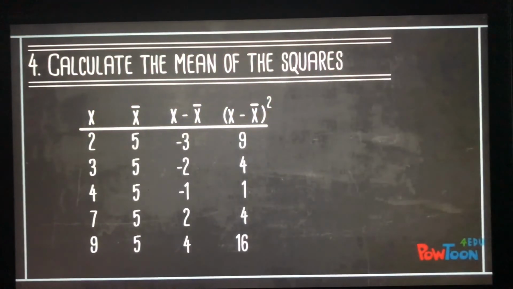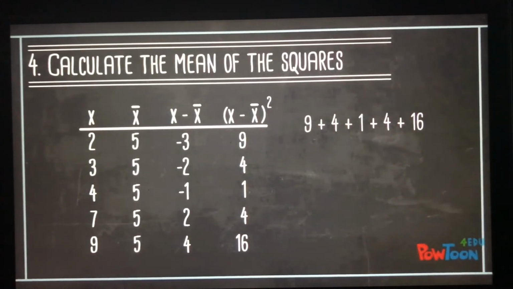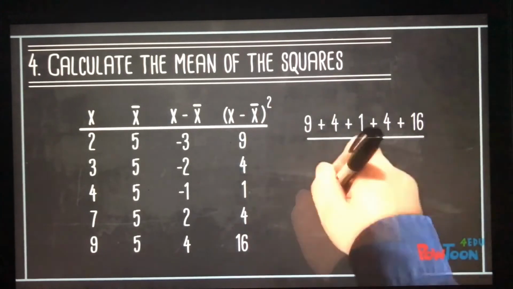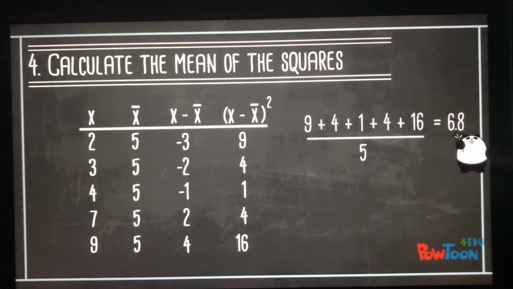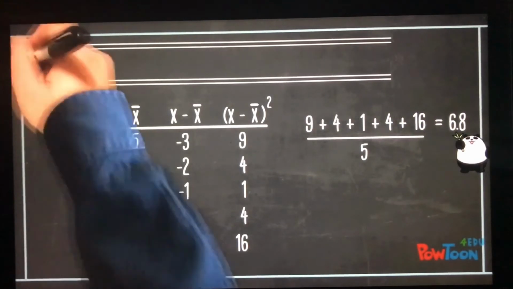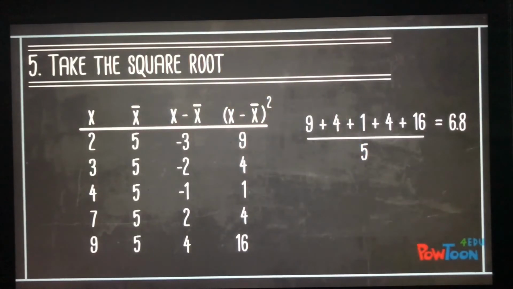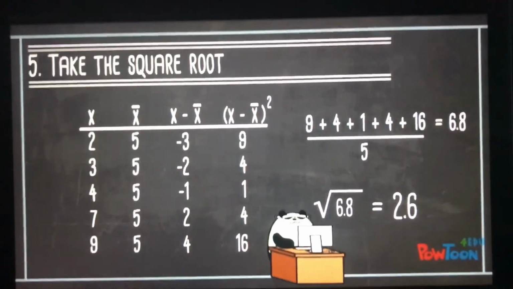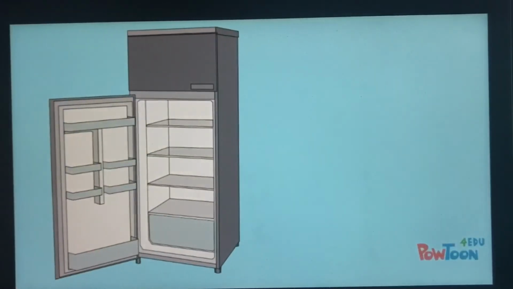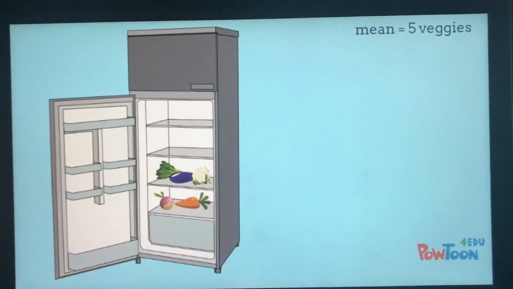9 plus 4 plus 1 plus 4 plus 16 divided by 5 equals 6.8. The final step is to take the square root. This counteracts the squaring we did earlier and allows the standard deviation to be expressed in the original units. The square root of 6.8 is about 2.6, and that's the standard deviation. We're done. The mean number of vegetables is 5 with a standard deviation of 2.6 veggies.